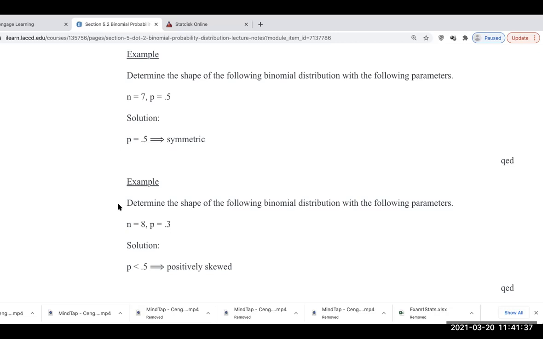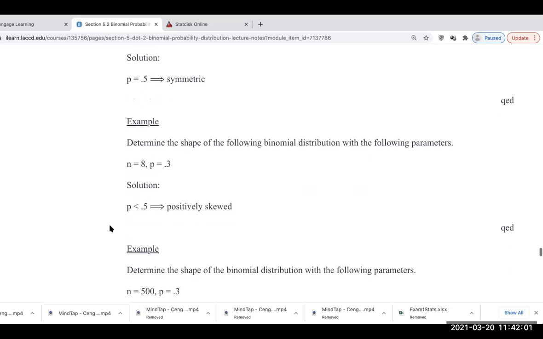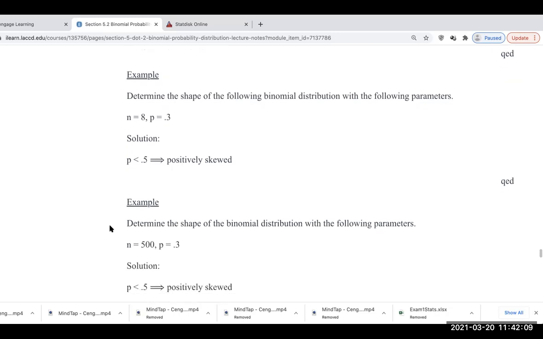Next, let's try to determine the shape of the following binomial distribution where N is 8 and P is 0.3. Since 0.3 is less than 0.5, then my binomial distribution is positively skewed.